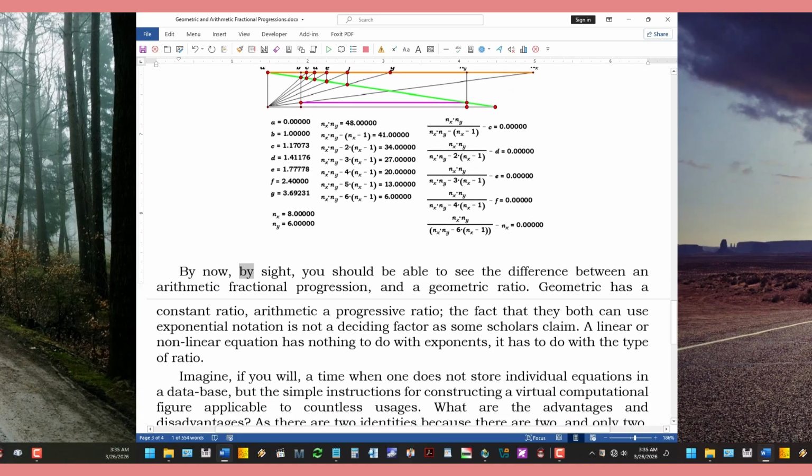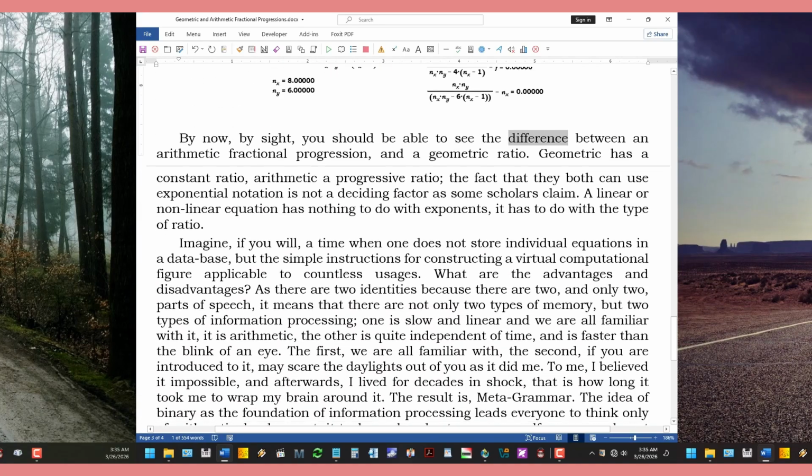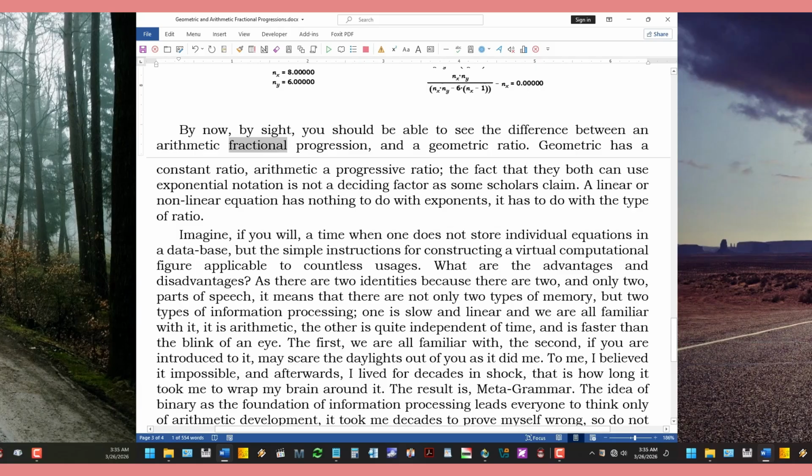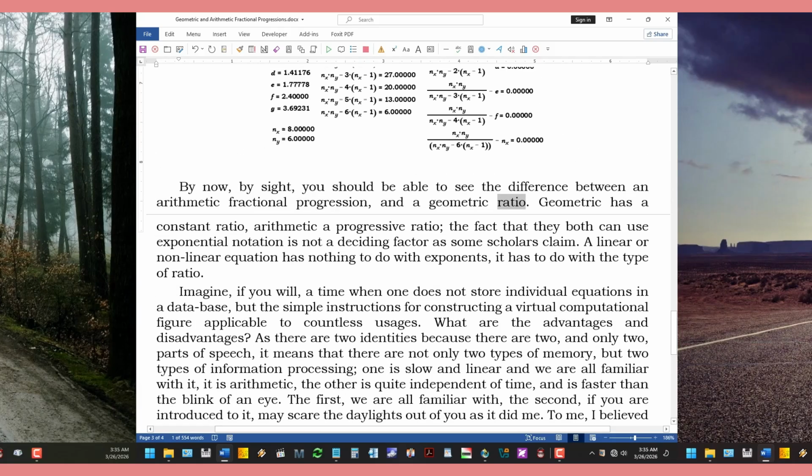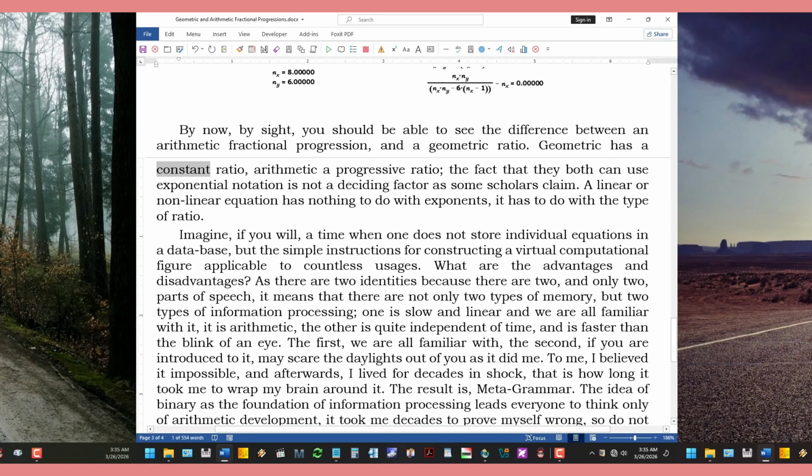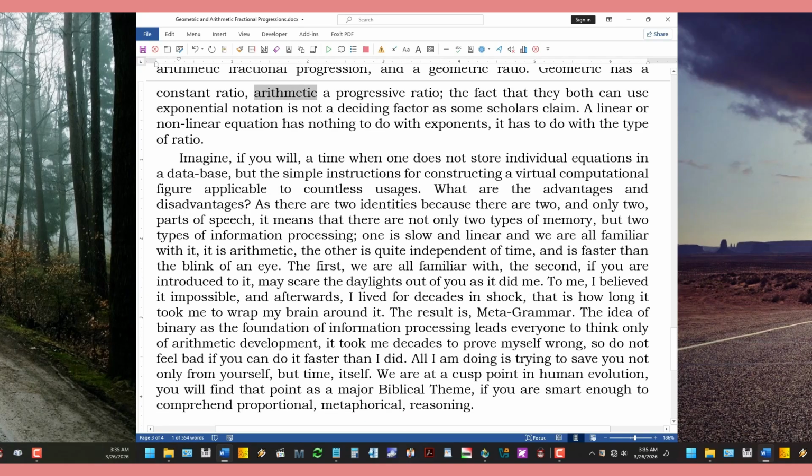By now, by sight, you should be able to see the difference between an arithmetic fractional progression and a geometric ratio. Geometric has a constant ratio, arithmetic a progressive ratio. The fact that they both can use exponential notation is not a deciding factor, as some scholars claim. A linear or nonlinear equation has nothing to do with exponents, it has to do with the type of ratio.